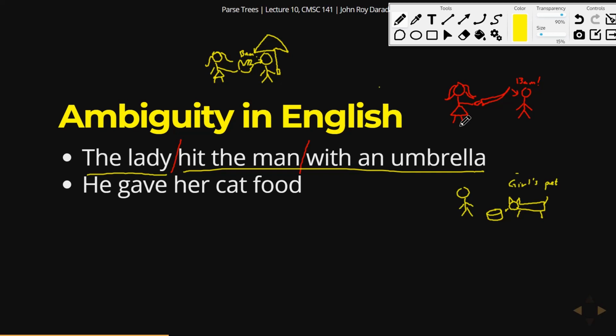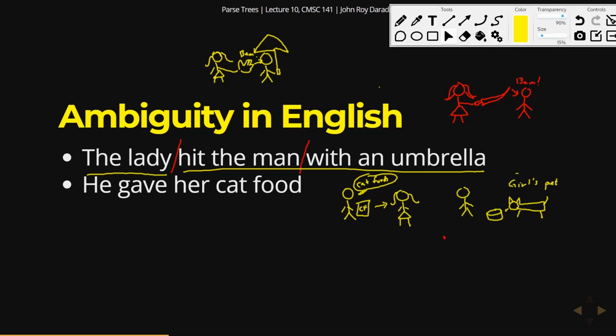But another way to interpret this is he gave her cat food. So this is the guy here. There's a woman here, and he gave her cat food. So this one is cat food. So he is giving cat food to her. He gave her cat food. So that's another way to interpret it, right? So it's also ambiguous. Okay, and last example.